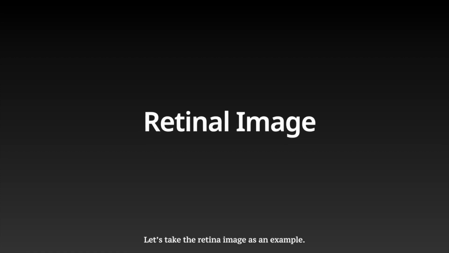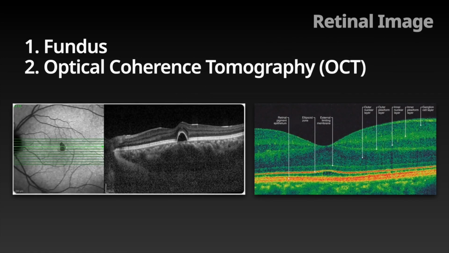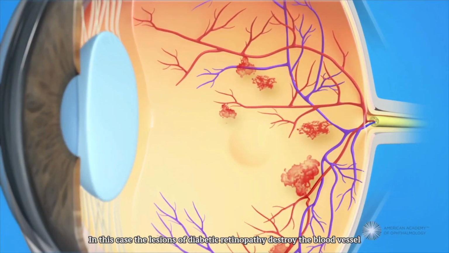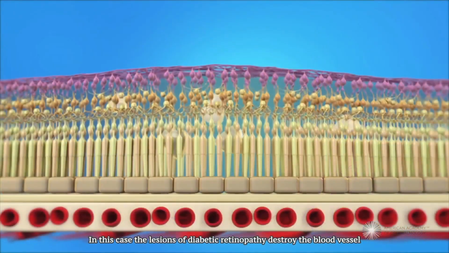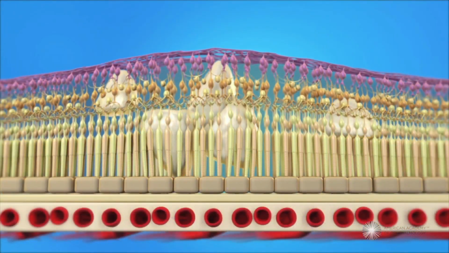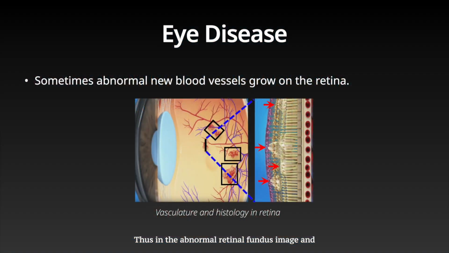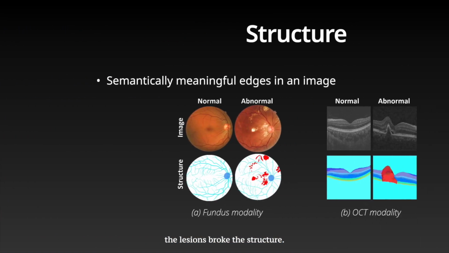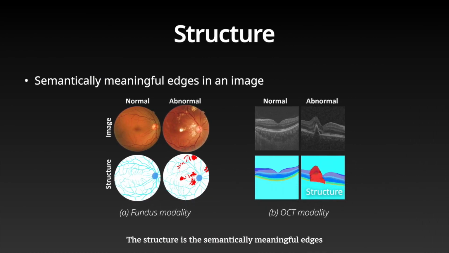Let's take the retina image as an example. In this case, the lesions of diabetic retinopathy destroy the blood vessel and histology layer in the retina. Thus, in the abnormal retinal fundus image and optical coherence tomography image, the lesions broke the structure. The structure is the semantically meaningful edges in an image, which can help CNN networks make diagnoses to some extent. So how can we use the structure?